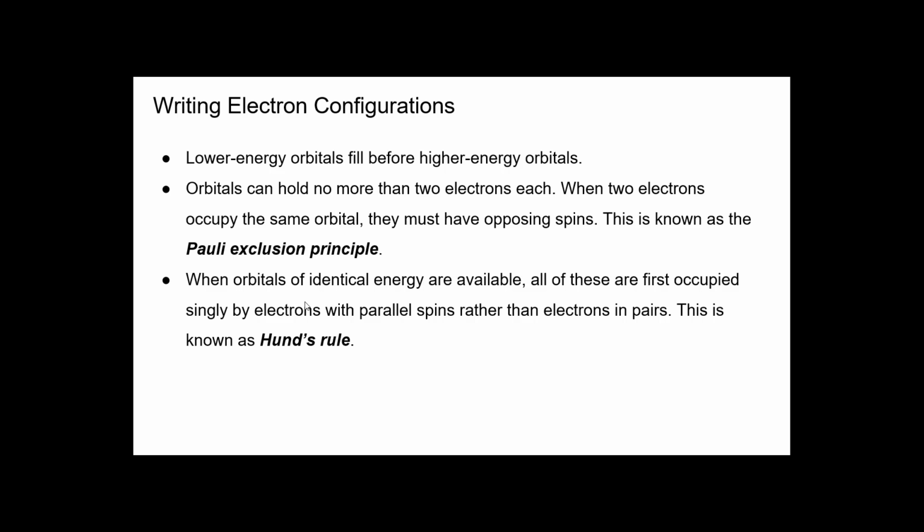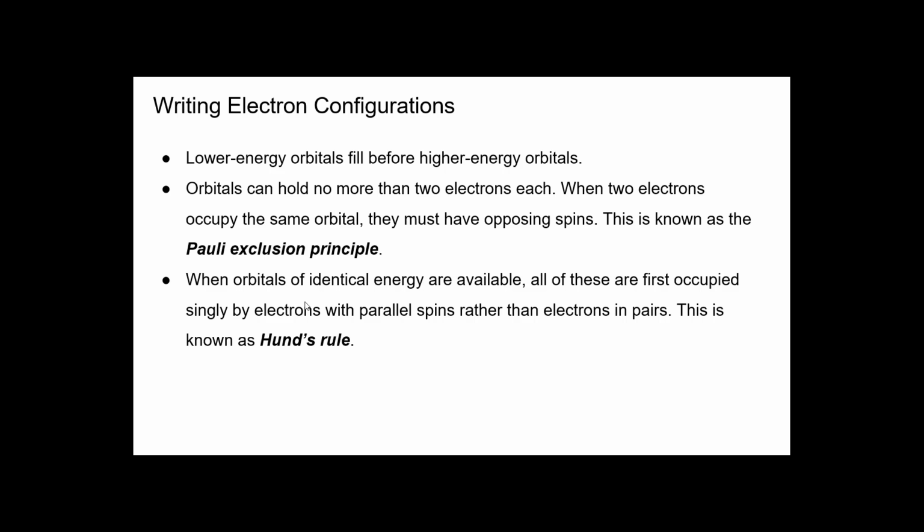Orbitals can hold no more than 2 electrons, regardless of what type of orbital or subshell it is. When 2 electrons occupy the same orbital, they have to have opposing spins. You can never draw them with the same spins. This is known as the Pauli exclusion principle. When orbitals of identical energy are available, all of these are first occupied by single electrons with parallel spins. That would be like the p orbitals.